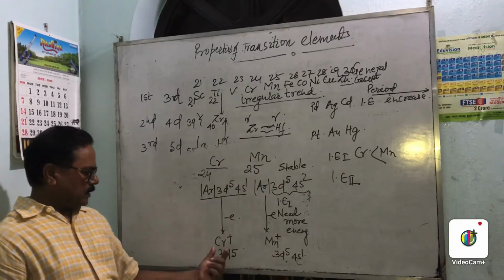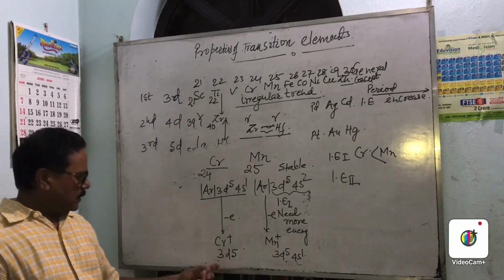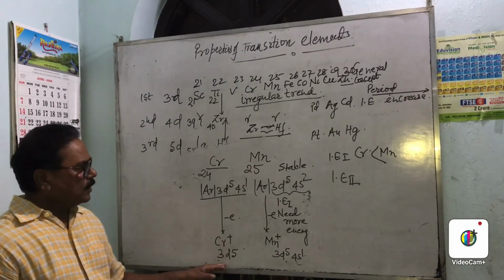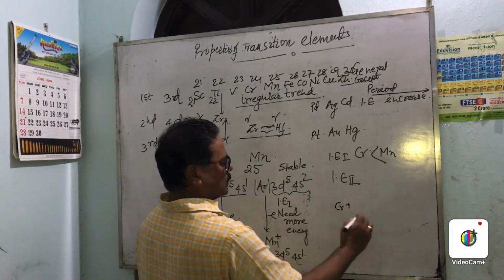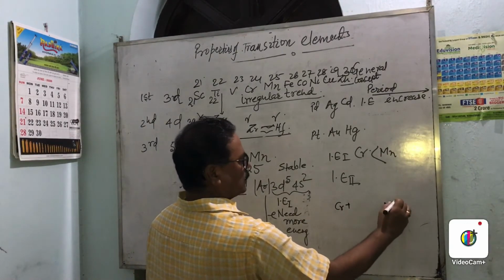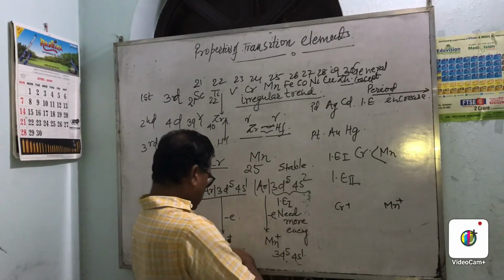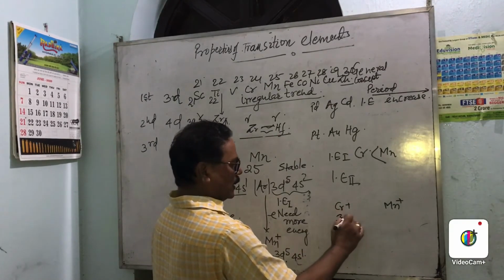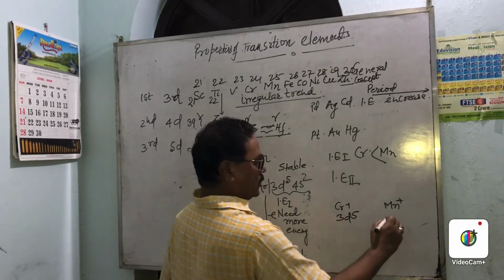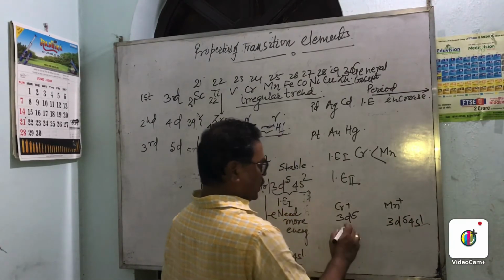second, if we talk about the second ionization energy, what will happen? This chromium becomes Cr+ and Mn+. So the ionization energy depends upon the electronic configuration. This is the important factor. This is 4s1.